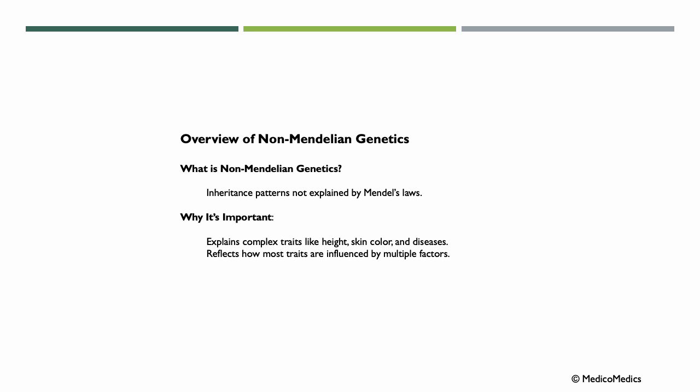Now, in the previous lecture, we talked about Mendelian genetics, and we mentioned the laws of segregation and independent assortment. When we talk about non-Mendelian genetics, we're talking about inheritance patterns that are not explained by Mendel's laws. Why is it important? Because it explains complex traits like height, skin color, or diseases, and it reflects how most traits are influenced by multiple factors. So it helps understanding genetic conditions that are not predicted by Mendelian ratios, including, for example, blood types, mitochondrial inheritance, and certain diseases.